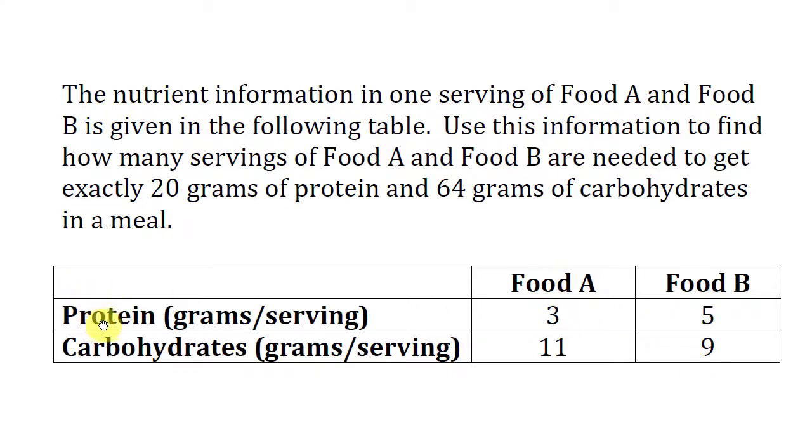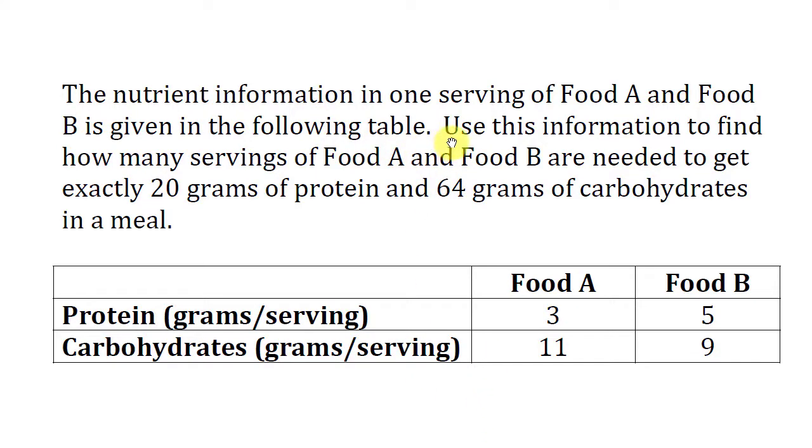Food A for protein, these are the units measured in grams per serving. So food A has 3 grams of protein per serving, while carbohydrates in food A have 11 grams per serving. And similarly, food B has 5 grams of protein per serving and 9 grams of carbohydrates per serving.